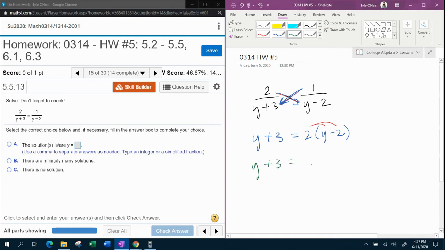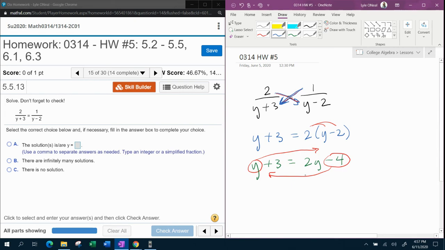So here we go. 2 times y is 2y. 2 times negative 2 is negative 4. And then to get y by itself, I'm going to bring this y this way and the negative 4 this way. And if you're wondering why I chose to do it that way, well, you'll see in a second. It's going to make it pretty nice.